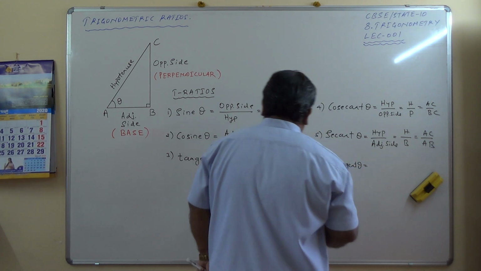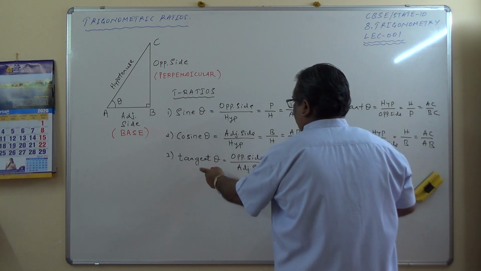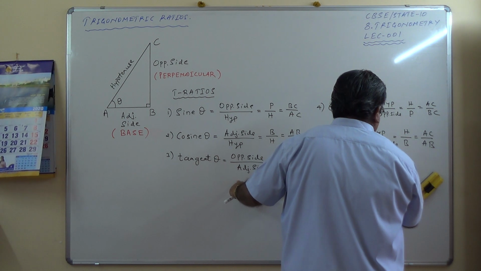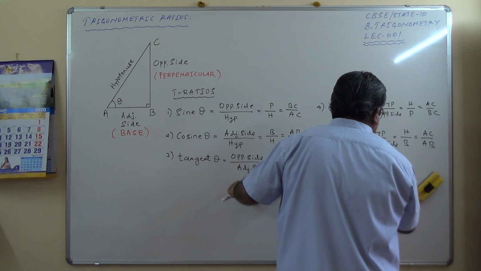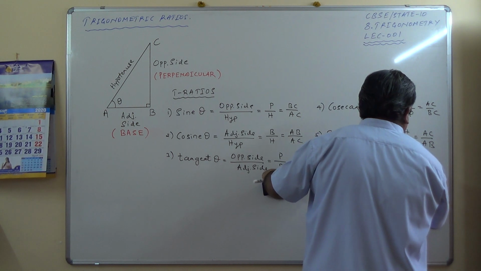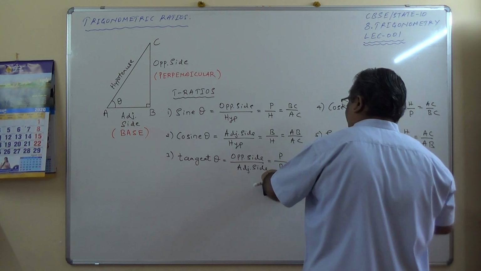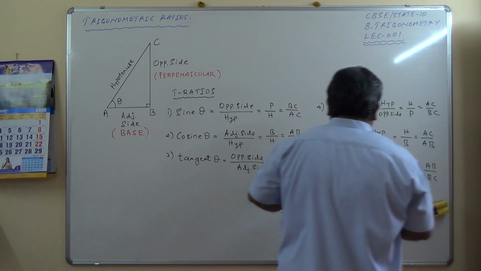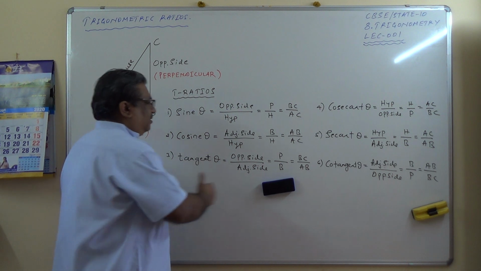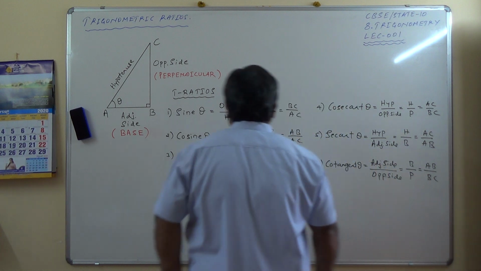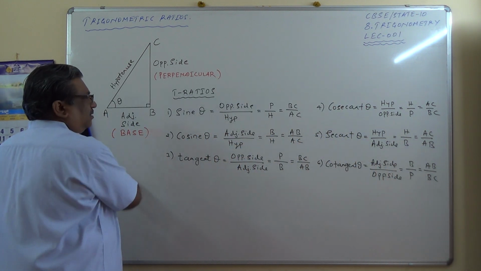Cotangent theta equals the reciprocal of tangent theta, adjacent side by opposite side, which is also B by P, that is base divided by perpendicular, which is AB by BC. So these are the 6 trigonometric ratios.